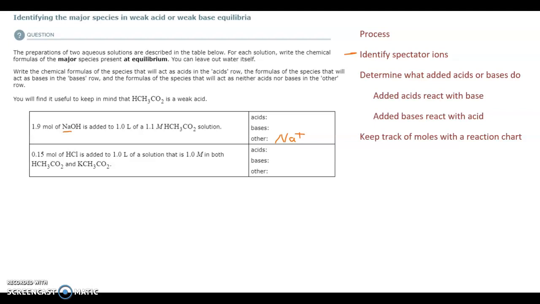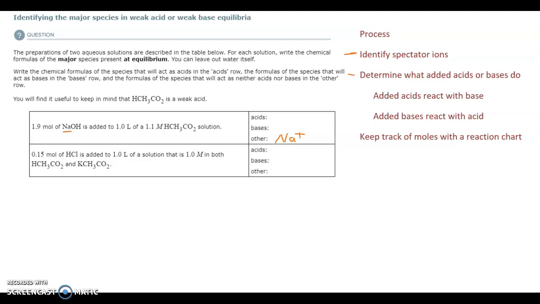Then we have to think about what's present in the solution, and we have to determine what the added acid or base does to the solution. If we have an added acid, then that's going to react with any base that's in the solution. And if we have an added base, that's going to react with an acid that's already in the solution. Okay. So then the third part is we need to keep track of the moles with a reaction chart.